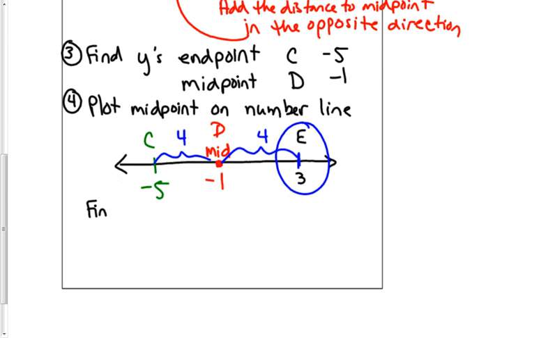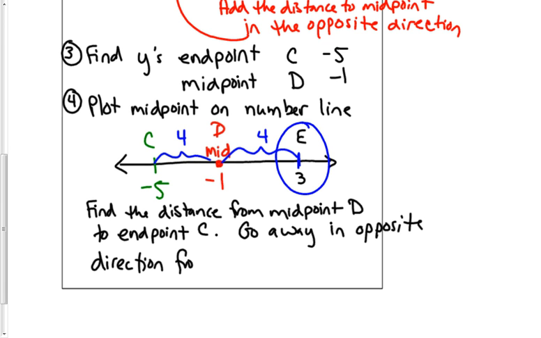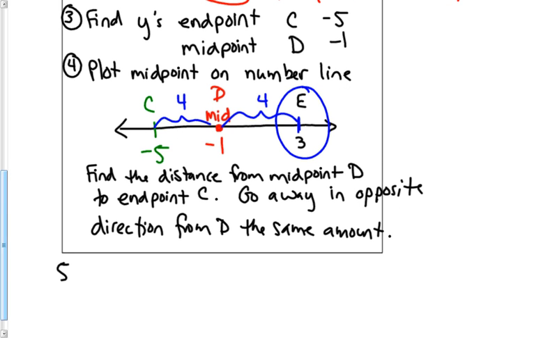So what I did was I find the distance from the midpoint D to endpoint C, and then go away in the opposite direction from D, same amount. Now the final thing that I need is coordinates.